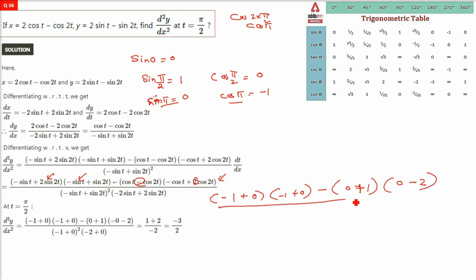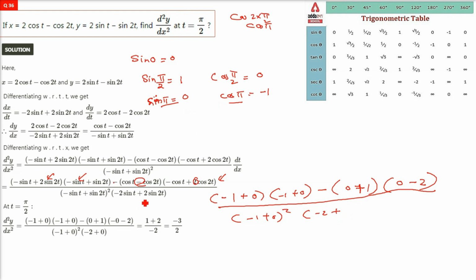In the denominator again, just put all the values. You already computed all the values just now. So it will be minus sin t, which is minus 1, because sin pi by 2 is 1. And since we have sin 2t as 0, then we have minus 2 sin t. Sin pi by 2 is 1, so it will be minus 2 into 1, that is minus 2.